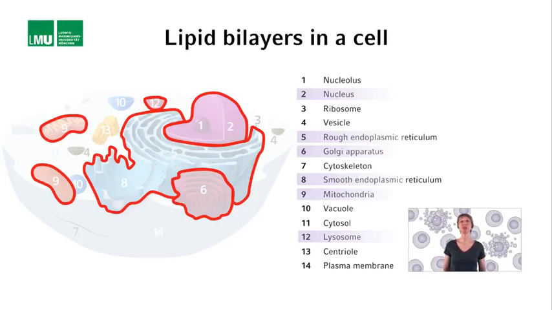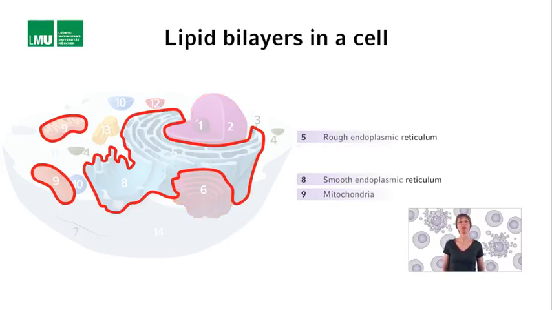BCL2 associates with mitochondria and with the endoplasmic reticulum. As you will learn later, for its apoptotic function, the association with mitochondria appears to be very important.